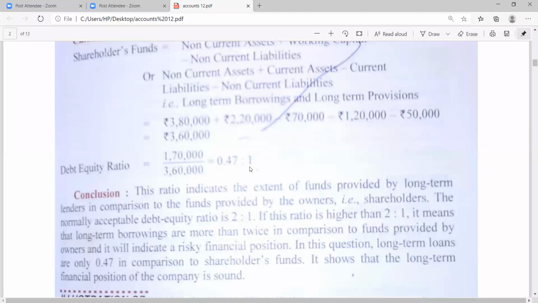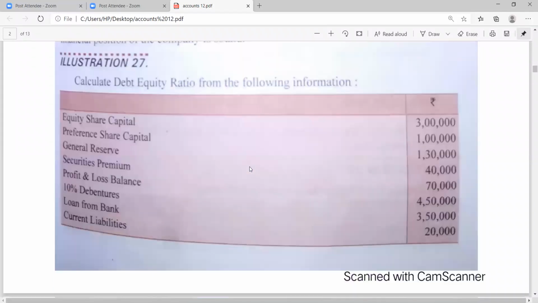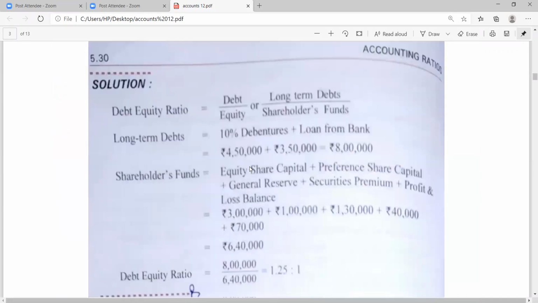It shows that the long-term financial position of a company is sound. So in this way, you can calculate the debt equity ratio. Another question is also related to this. You have to apply the formula and do it. Let's go for the next ratio that is to be done.